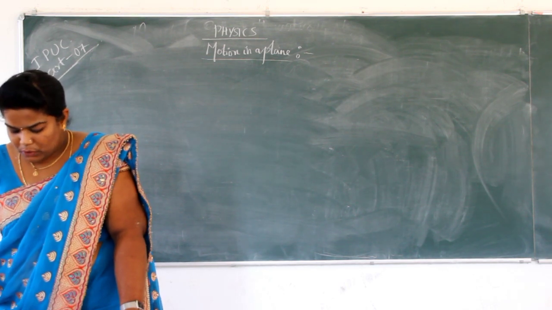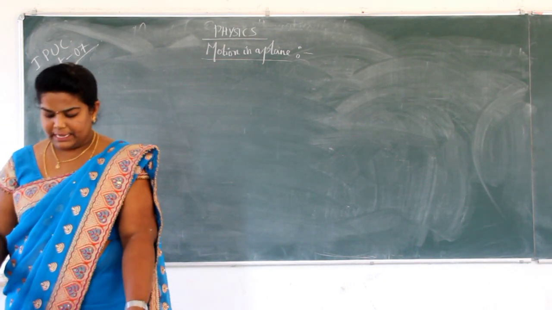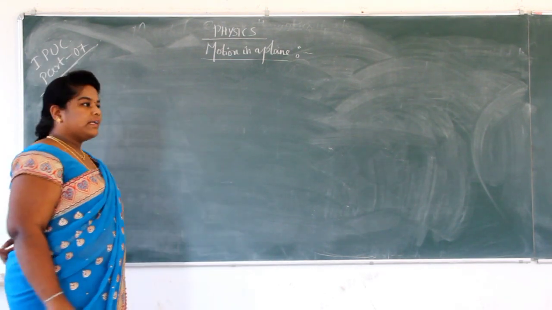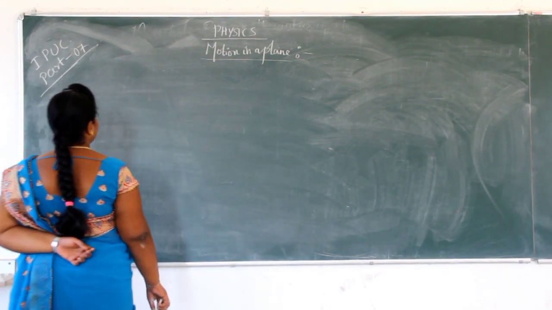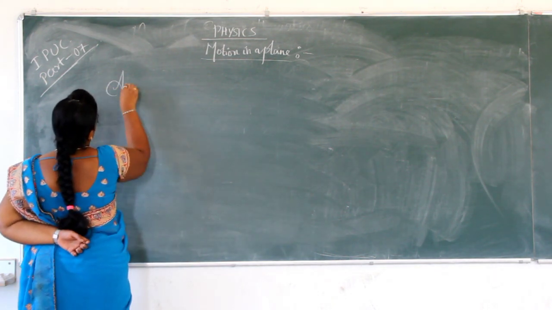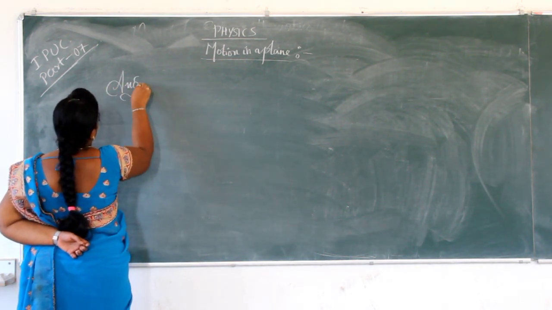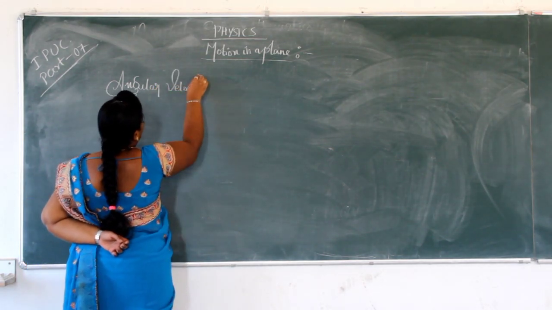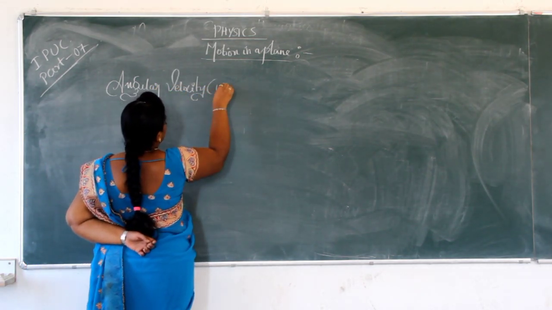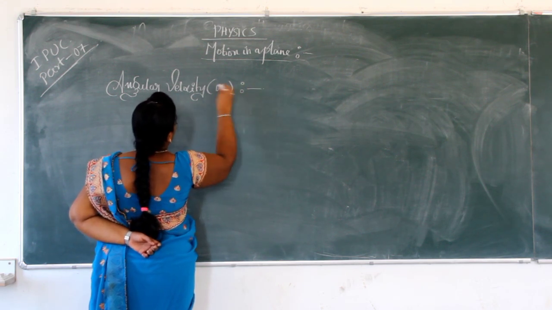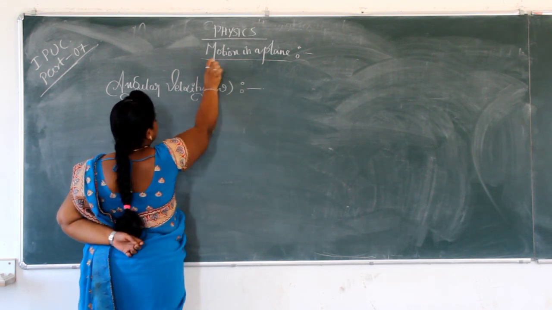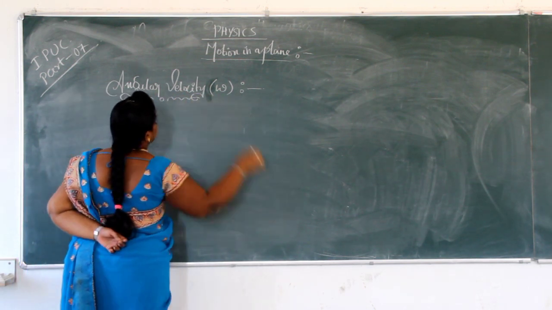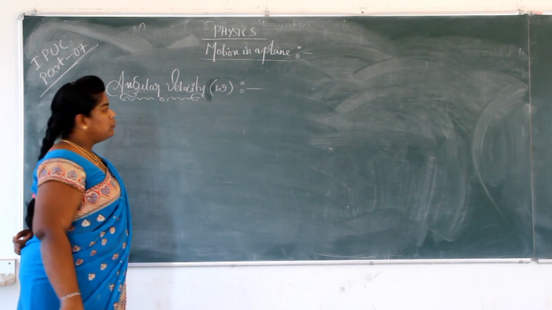So what is angular velocity? Dear students, now let us define angular velocity. Angular velocity is represented by the symbol omega. Then, how to define this?